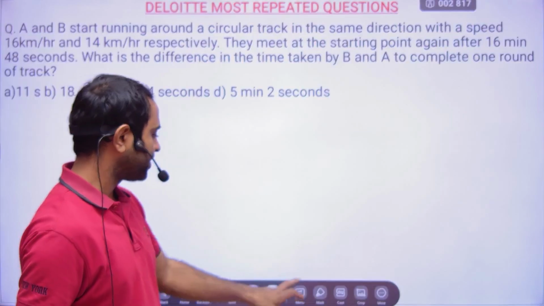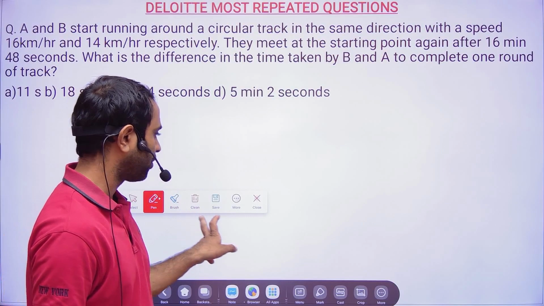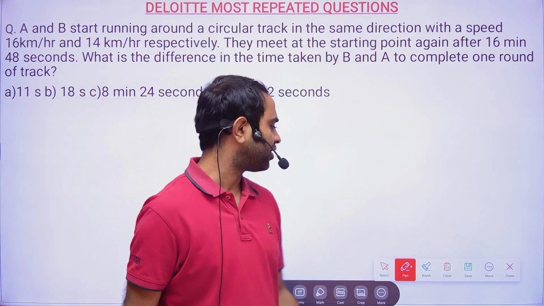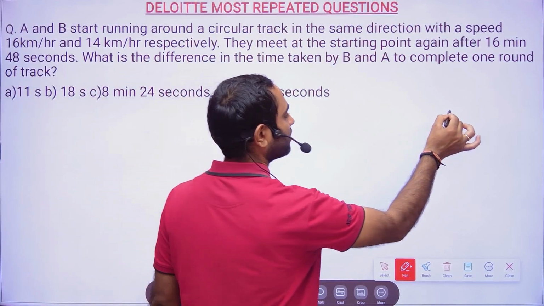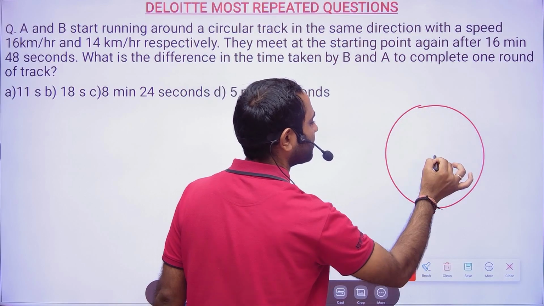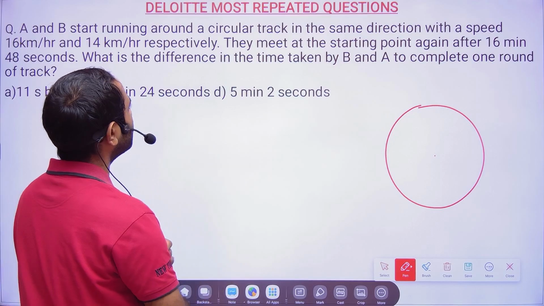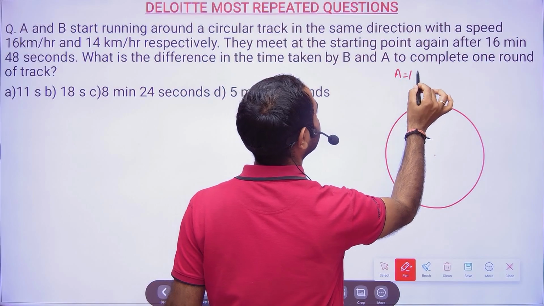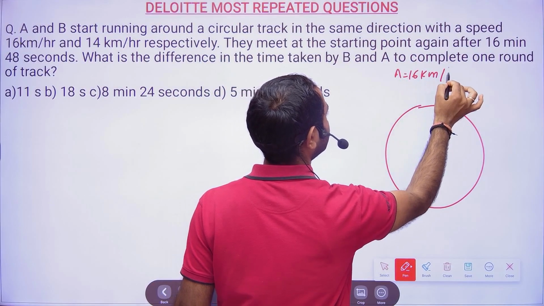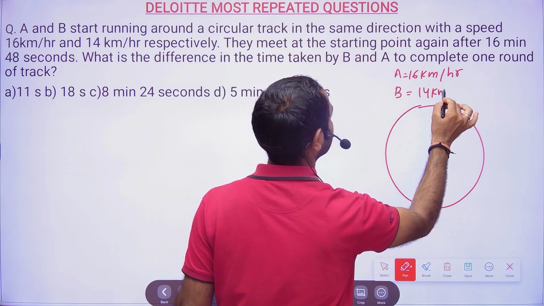Now the two questions which I am going to solve are very good questions, and let us see how we will be able to solve them. A lot of learnings will be there in this particular question. So A and B started around a circular track. Circular track means, suppose this is a circular track. A and B started around a circular track in the same direction with a speed of, A's speed is 16 km per hour and B's speed is 14 km per hour.